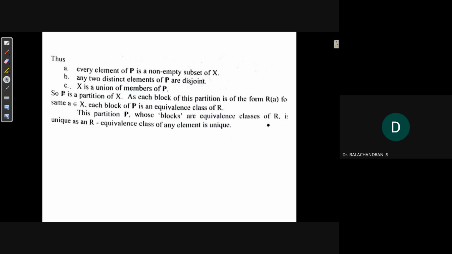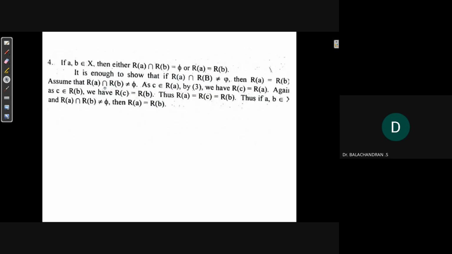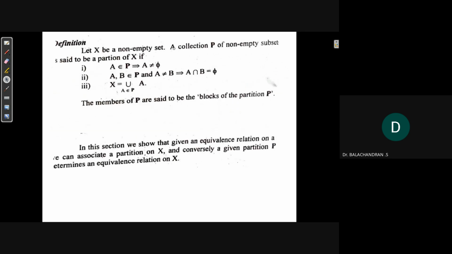So P is a partition. Why is it a partition? Because just in the beginning of the class, I gave the definition of a partition. X is a non-empty set. A collection P of a non-empty set is a partition if it satisfies these three conditions. And what are the conditions? If A belongs to P, A is not equal to empty. That is the first condition we saw. Then any two distinct elements have an intersection that is empty. And X is equal to the union of A belonging to P.